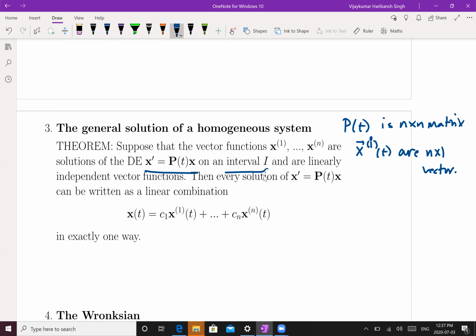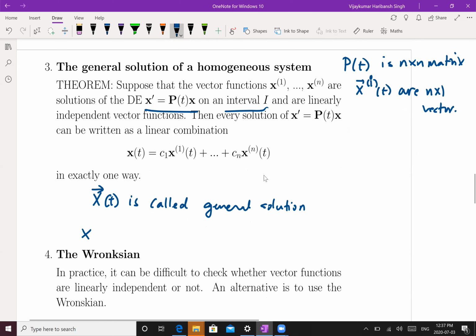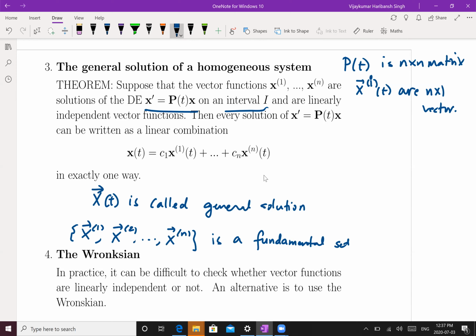In this case, we call x of t the general solution, and these form a fundamental set of solutions. Note the word.